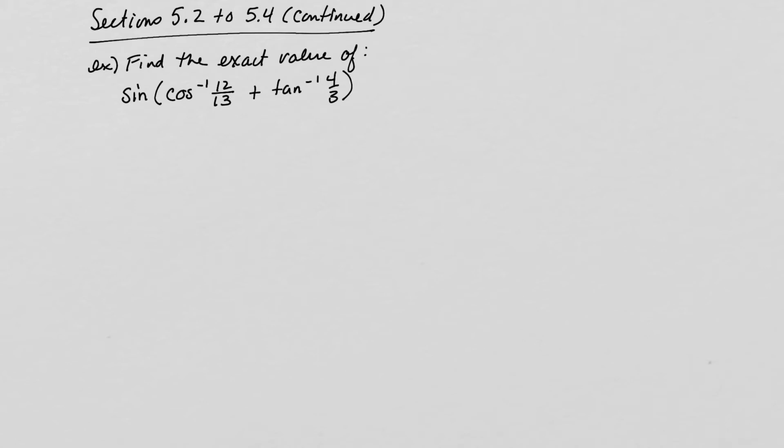So I basically have the sine of two things added together, right? We were talking about last class how on our sheet there is a problem that says the sine of alpha plus beta. So we can think of this first part, the cosine inverse of 12 over 13, as the alpha, and we can think of this second part, the tangent of 4 over 3, as the beta. So basically, what I really have going on here is sine of alpha plus beta.